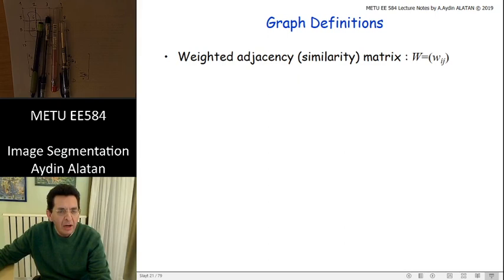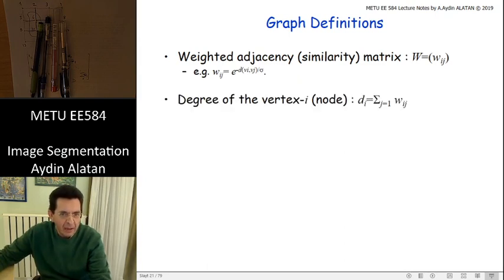At this time, by the way, we are not taking differences. We are looking at how similar they are rather than how different they are. Therefore, a large number here typically shows similarity between two pixels or two regions. If it is small, there is less similarity. Therefore, what we basically do is e to the power of minus distance divided by a normalization sigma. The degree of the vertex is nothing but the sum of the similarities between all its neighbors.